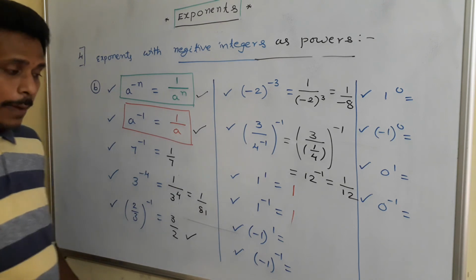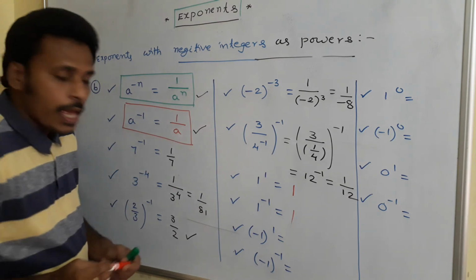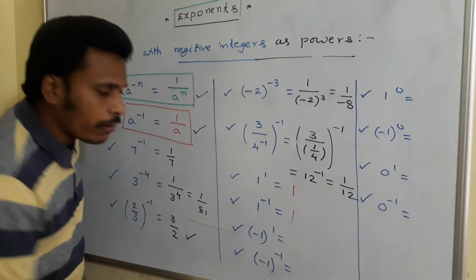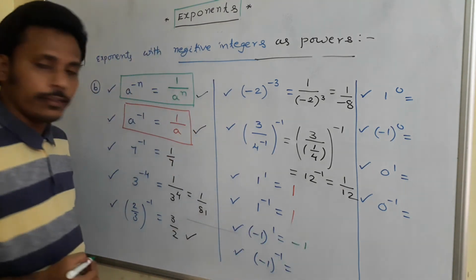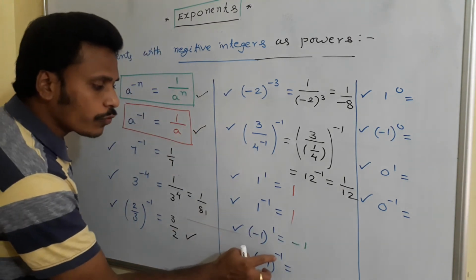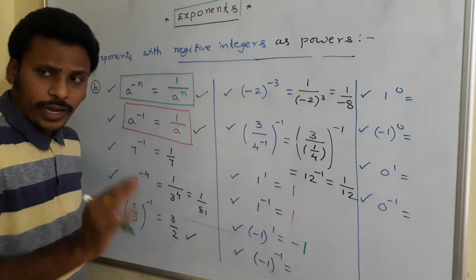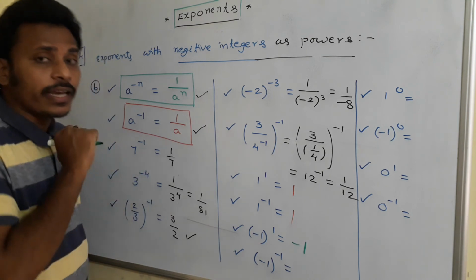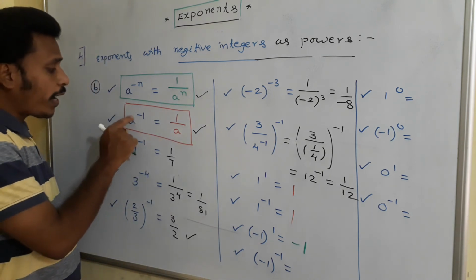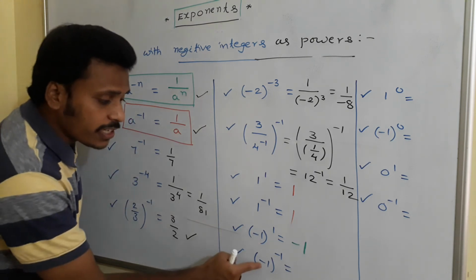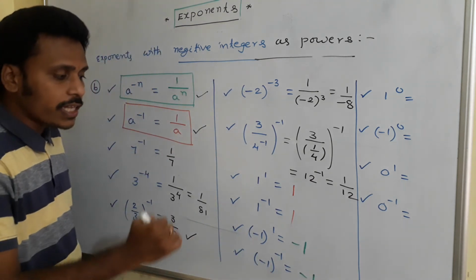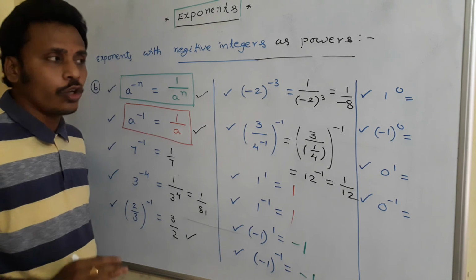And the next thing. Minus 1, 1. Minus 1 for 1 time. Minus 1 for 1 time is simply nothing but minus 1 only. And then minus 1 to the power minus 1. Very simple. Power is minus 1. If power is minus 1, what we need to do? We need to write the reciprocal of the base. Base is minus 1. Its reciprocal is minus 1. So minus 1 to the power minus 1 is minus 1 only.